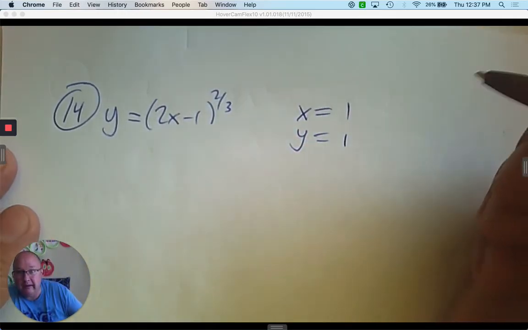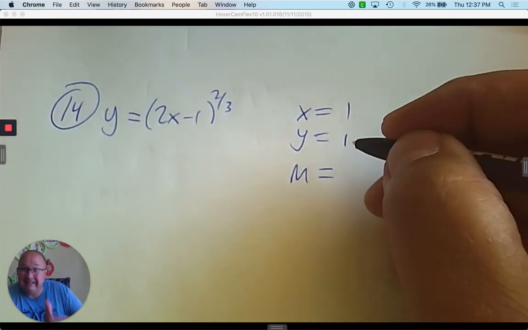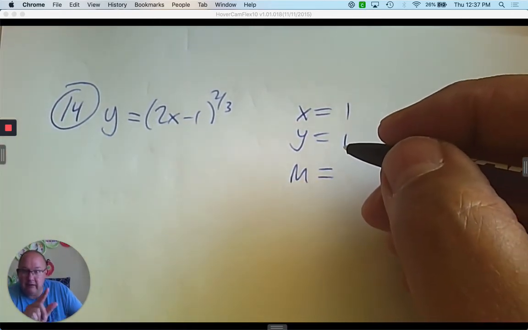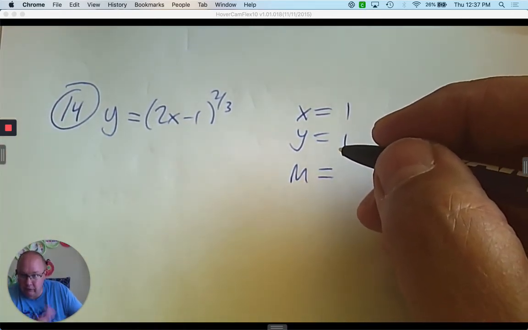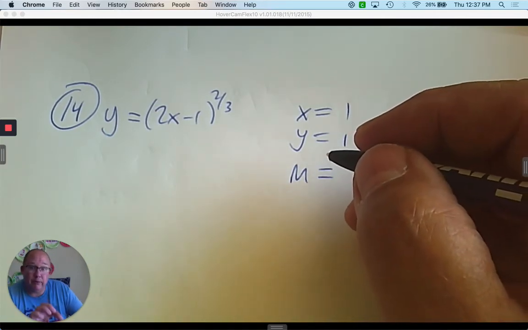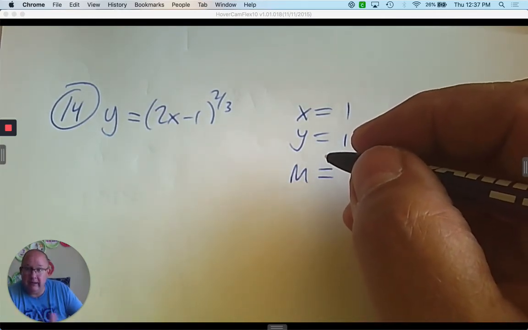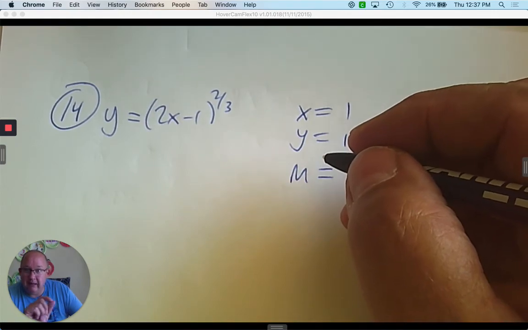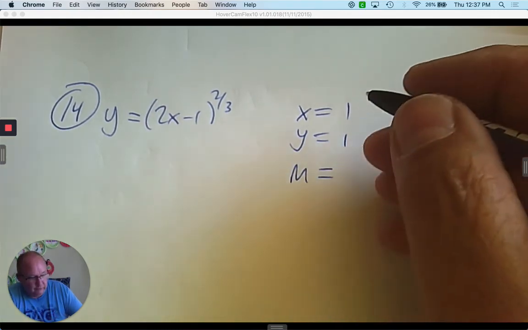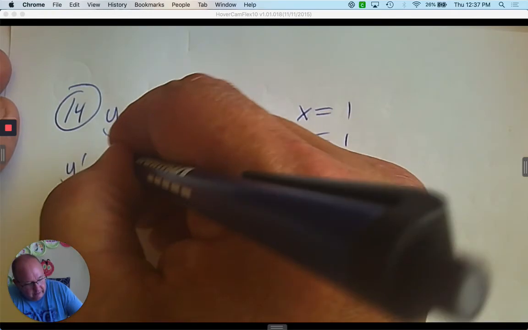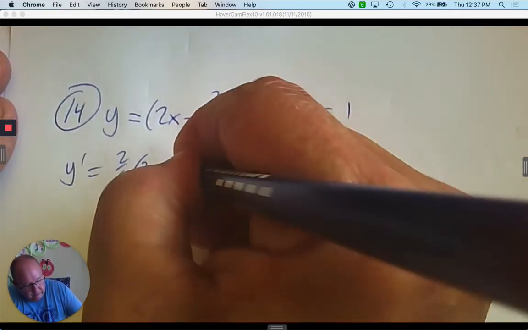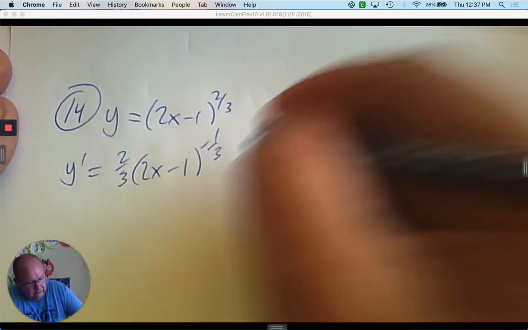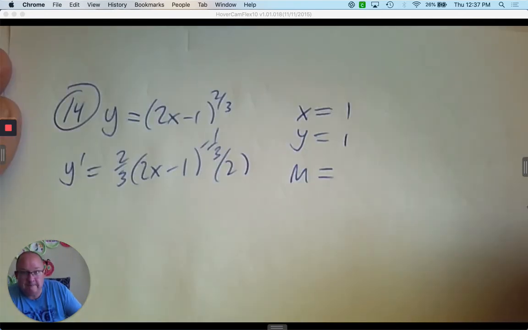So x and y is 1. I'm going to find the slope of the tangent line and then do the opposite reciprocal for normal. So tangent and normal are perpendicular. So if I find one, I just do the opposite reciprocal, and then I have what I need. In other words, I need to take the derivative. So that's 2/3, 2x subtract 1, negative 1/3, times 2.